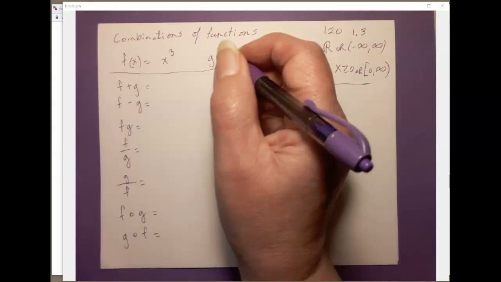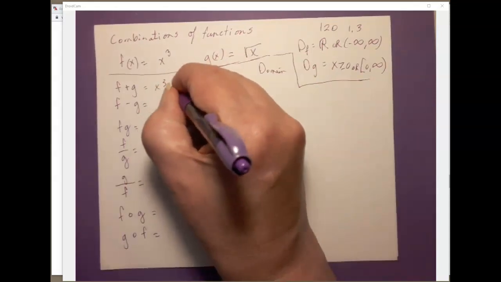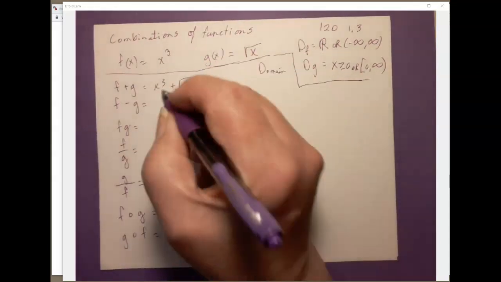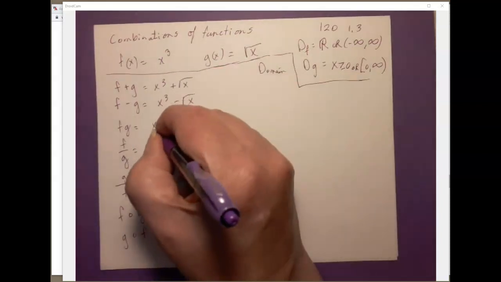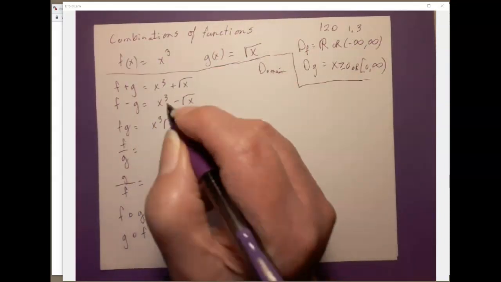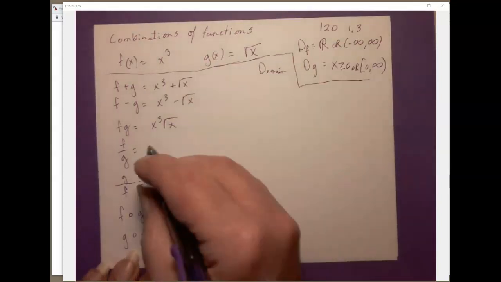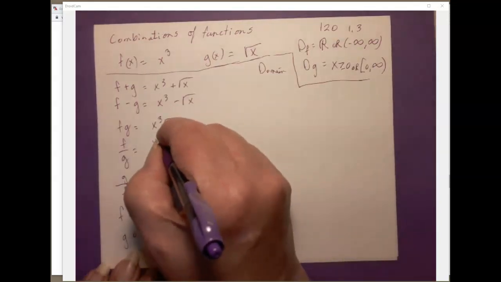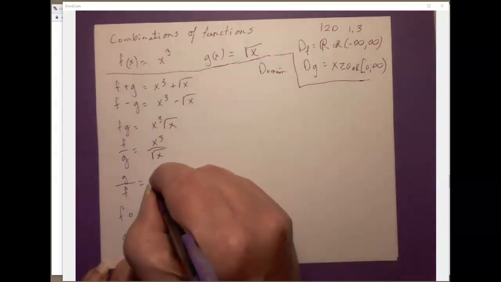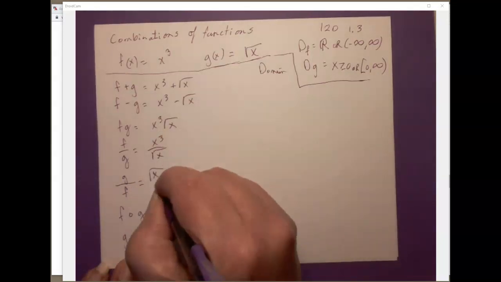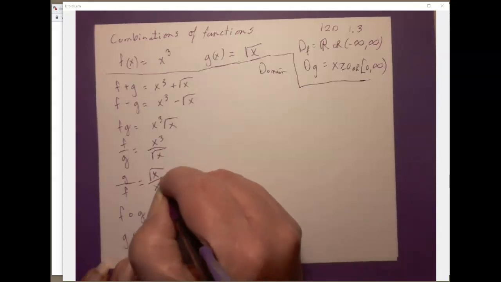So f plus g, I would just write x cubed plus square root of x. F minus g is x cubed minus square root of x. F times g is x cubed times the square root of x. These are very straightforward. And f over g is x cubed over the square root of x. G over f is, well actually, square root of x over x cubed.